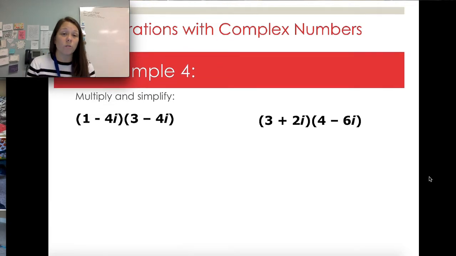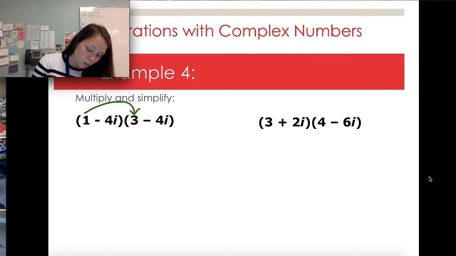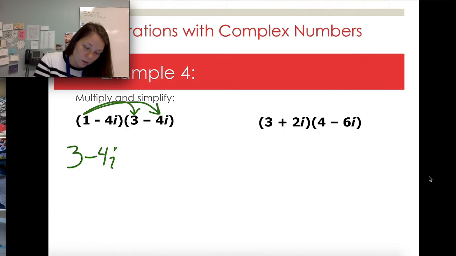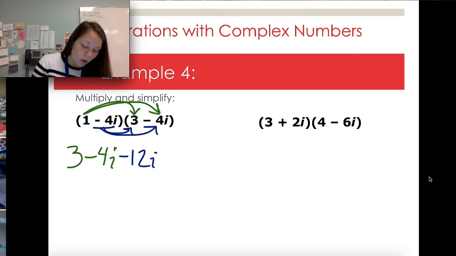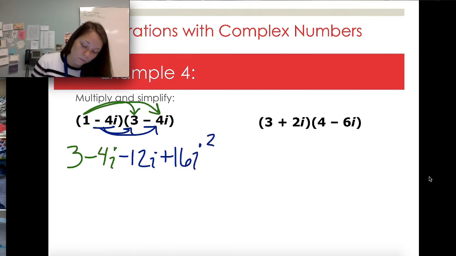So just like we would with our variables, we're going to go through a distribution process. So I'm going to take my first number times my first number in the second quantity, 1 times 3, which is 3. Then I'm going to take 1 times -4i, which is -4i. Then I'm going to take -4i from the first quantity times 3 in the second to give me -12i. Then -4i times -4i. Well, -4 times -4 is a positive 16. i times i would be i squared.